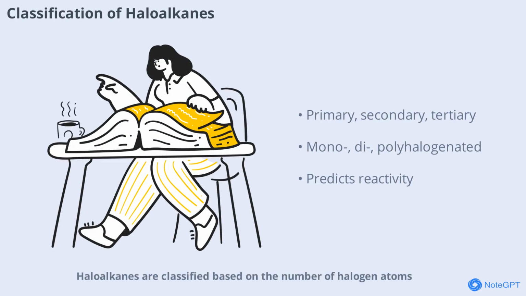Haloalkanes are classified based on the number of halogen atoms and the type of carbon to which the halogen is attached. They can be primary, secondary, or tertiary, depending on whether the halogen is bonded to a carbon atom attached to one, two, or three other carbons. Additionally, they can be mono, di, or polyhalogenated, depending on the number of halogen atoms present. This classification helps chemists predict the reactivity and properties of different haloalkanes.